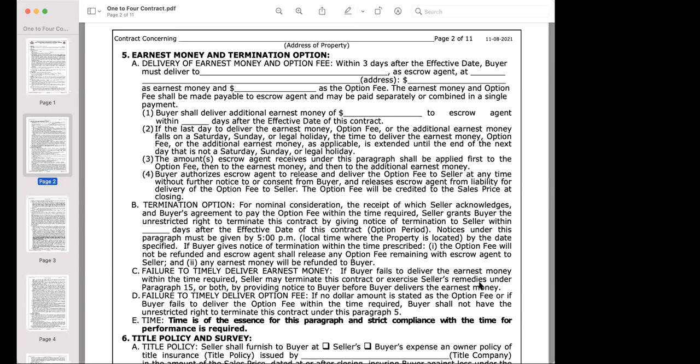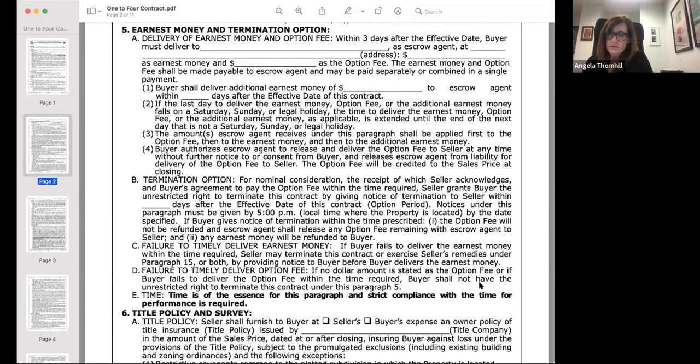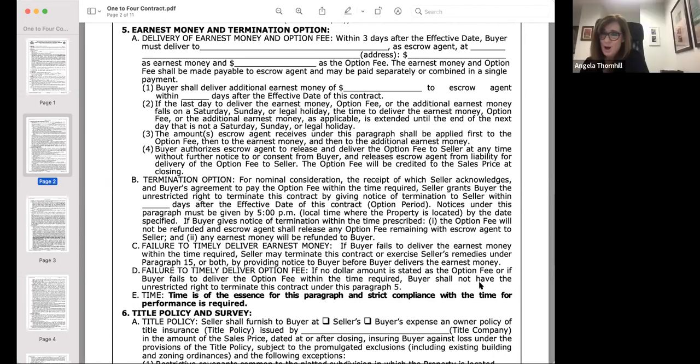Okay. Great. And so you have 3 days to deliver those 2 fees. So, and it's 3 days. And if the third day is on a weekend or a holiday, then it's due the next business day thereafter. And that's a hard deadline for that. So if you guys want an option, just make absolutely sure that it is delivered.